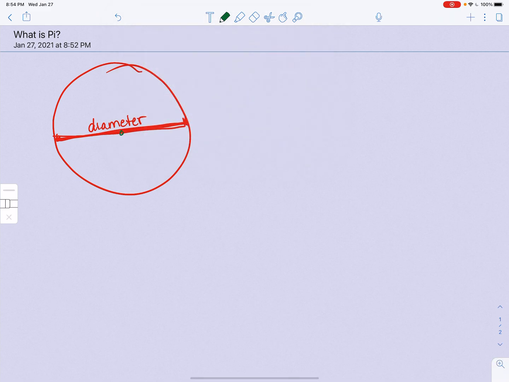You also have something called the radius. And the radius goes from the center of the circle to the edge. Does it have to be there? No. All of these are the radius of that circle.